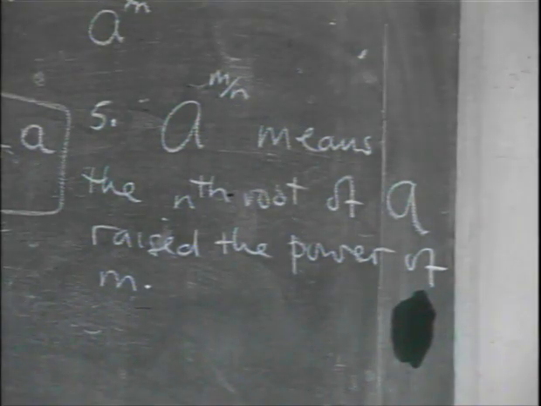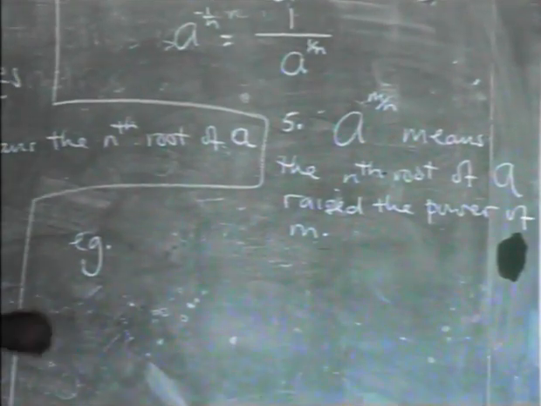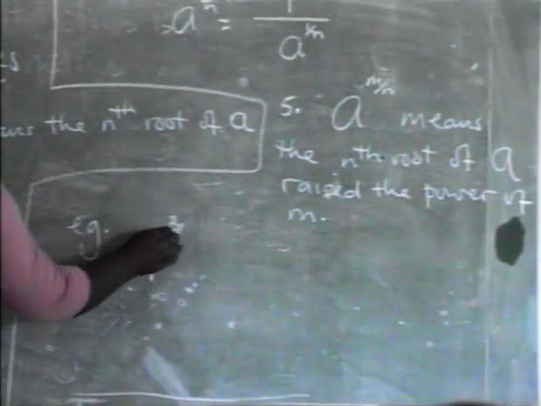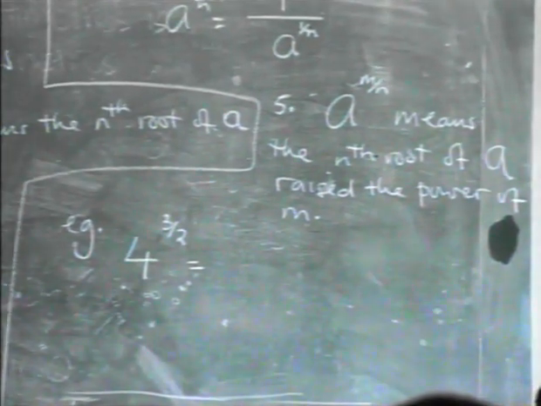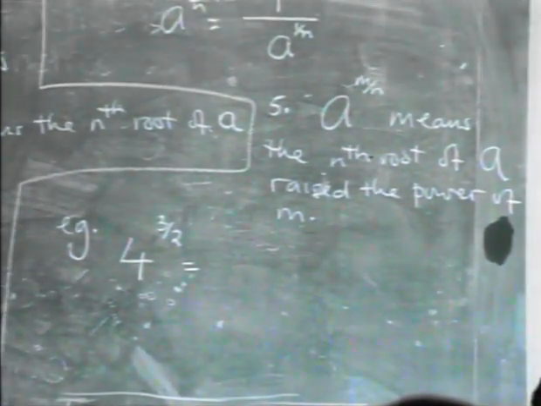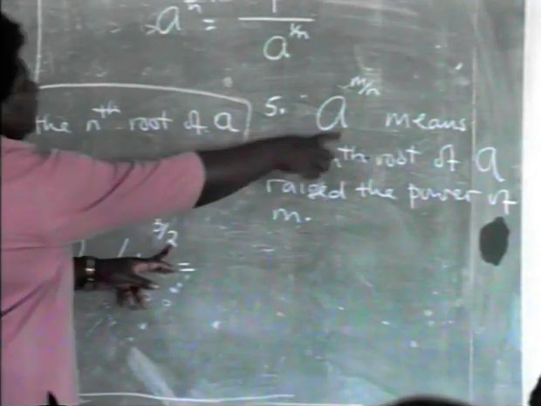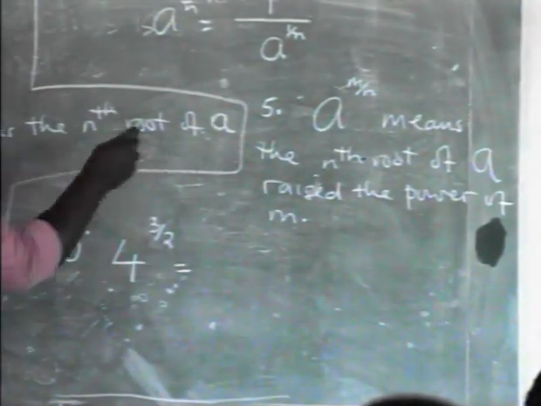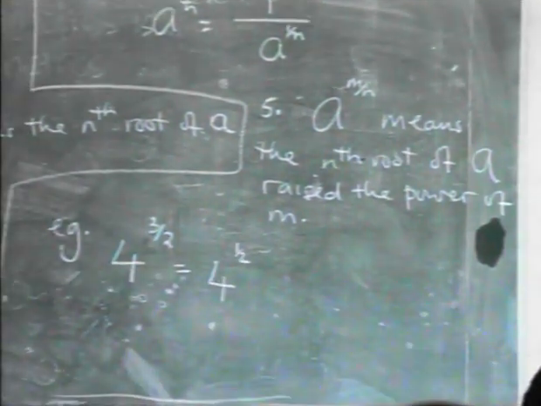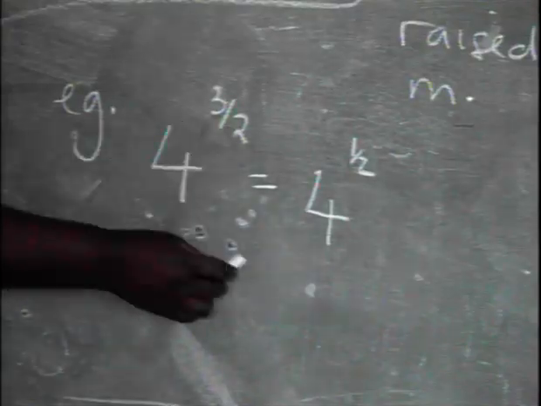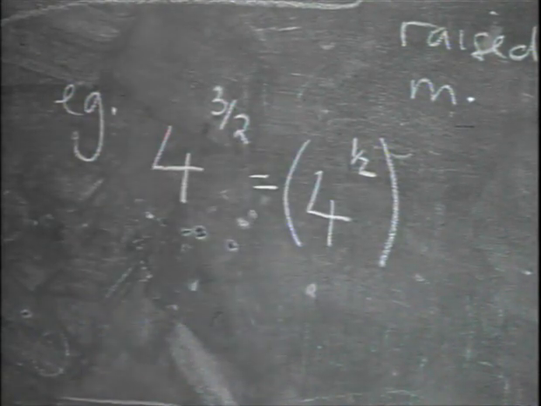I'm going to give an example based on that. If I raise 4 to the power of 3 on 2, n here is this number 2. What I do is I put that as 4 to the power of a half, and then to get 3 on 2 I can multiply that a half by 3.